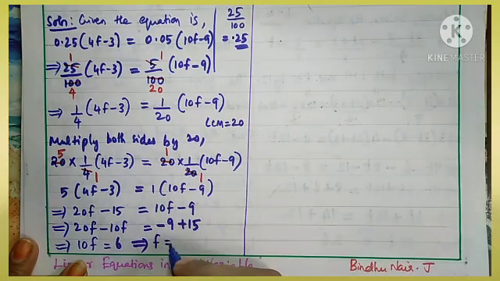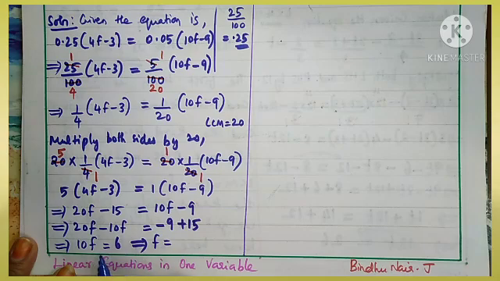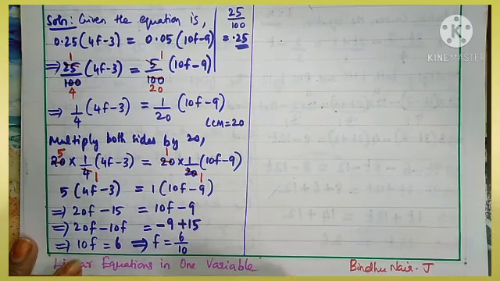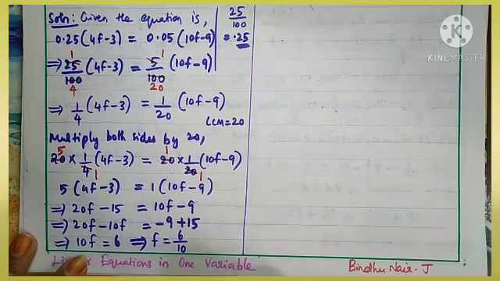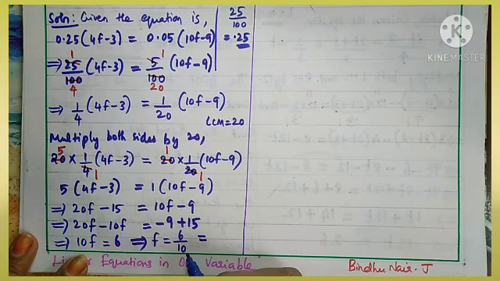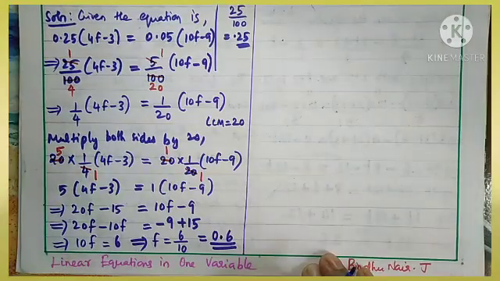So f equal to, 10 into f. When it is transposed, it becomes division. So 6 by 10. What is 6 by 10, children? Yes, when you divide by 10, you want to put the decimal before one number. So it becomes 0.6, or you can write 0.6. So that is the answer for this problem.